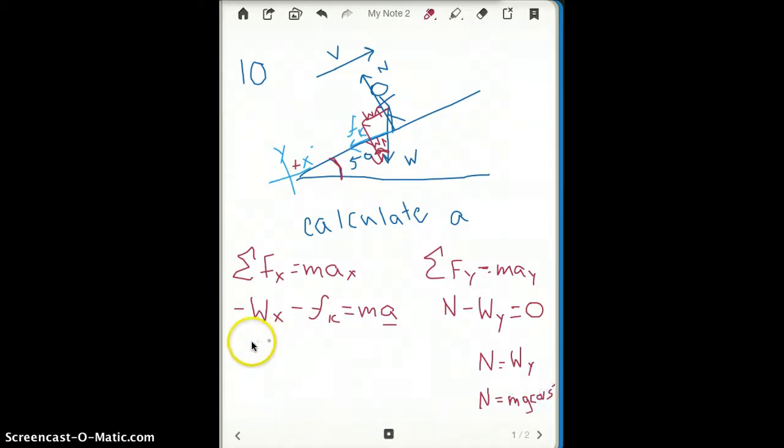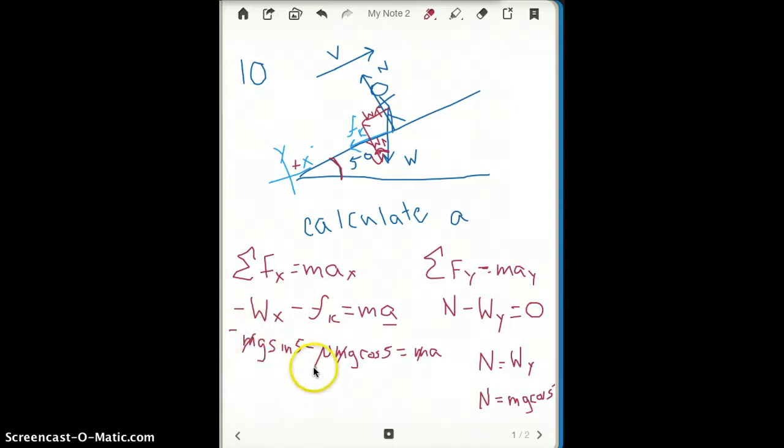Sorry, my spacing's not very good. Over here, I can write negative mg sine 5, sine because the x component is the opposite leg, minus, instead of the force of friction, I can put mu times the normal force, which in this case is mg cosine 5, equals ma. Notice that the mass of the snowboarder doesn't matter in this problem.